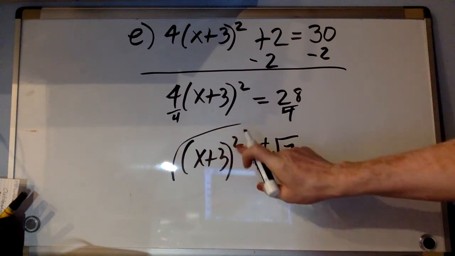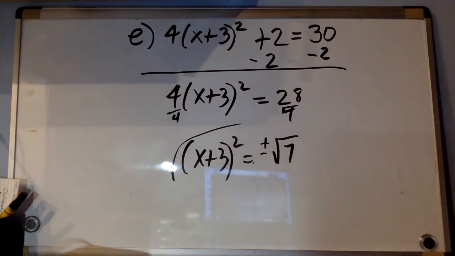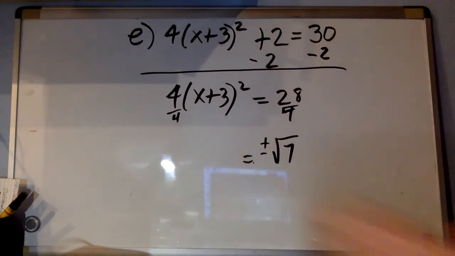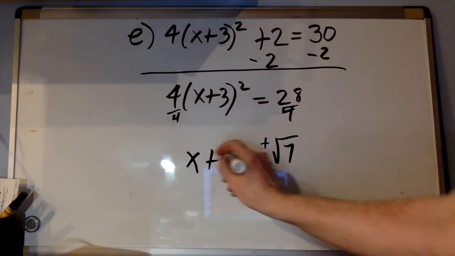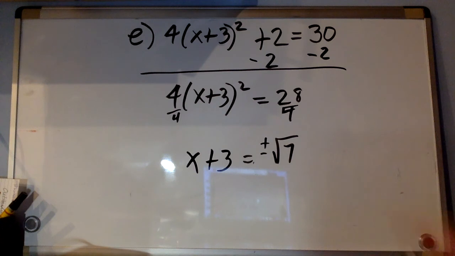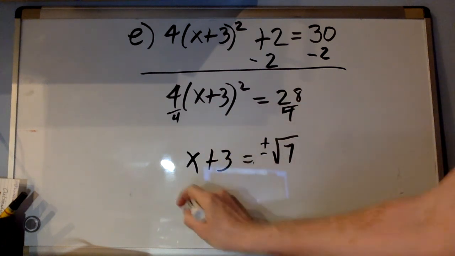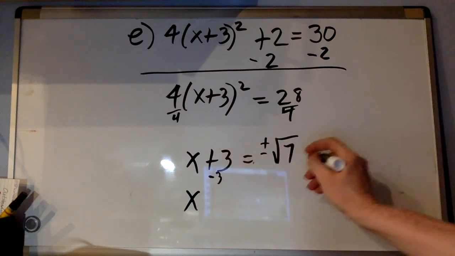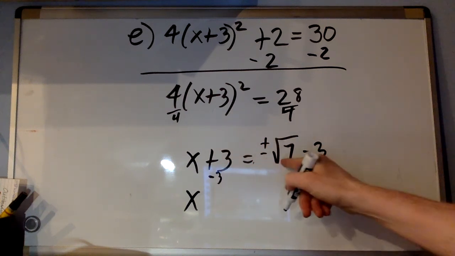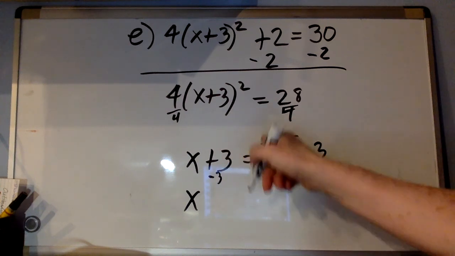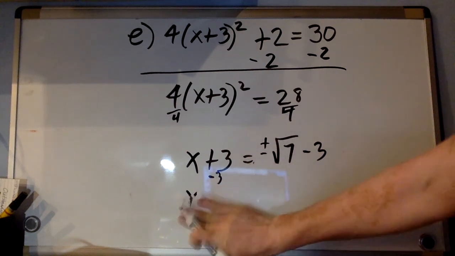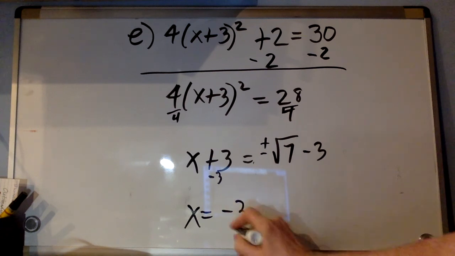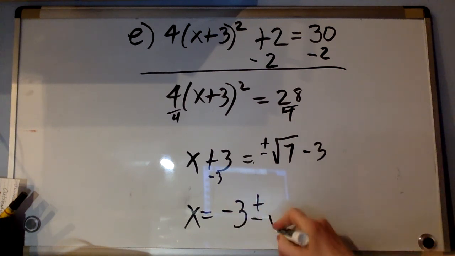So this is just going to end up being x plus 3. X plus 3 quantity squared, take the square root of it, you just end up with x plus 3. So the only thing left to do to get x by itself is to subtract 3 from each side. And you're going to have minus 3. I can put it here, positive or negative root 7 minus 3, but I like to put the negative 3 plus or minus root 7 there. That's fine. So x is going to equal negative 3 plus or minus root 7.